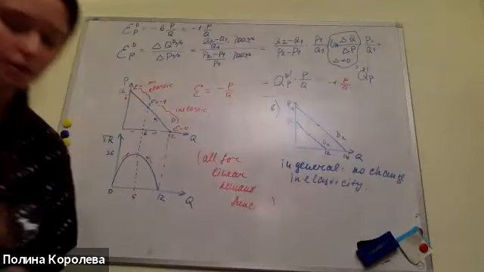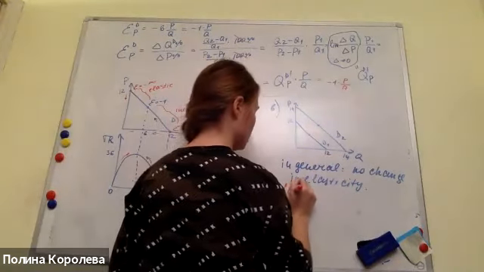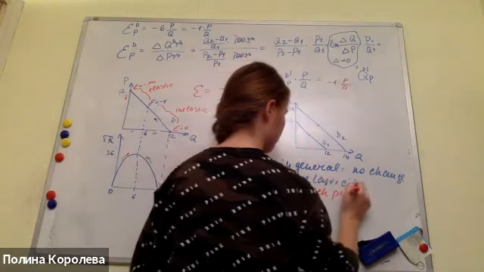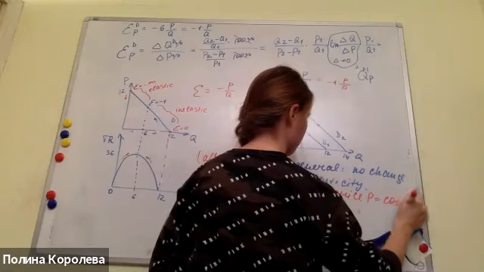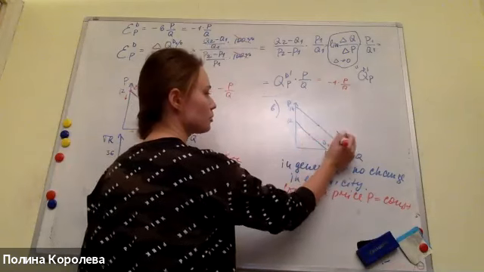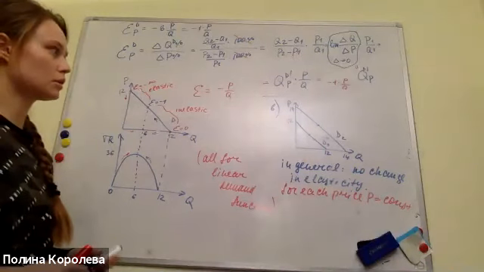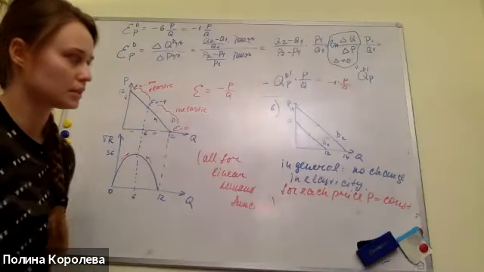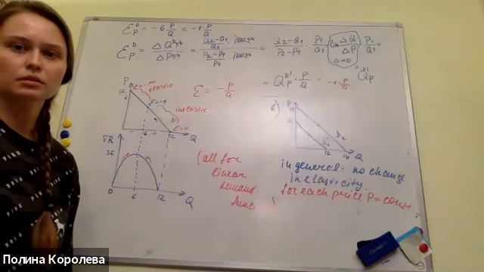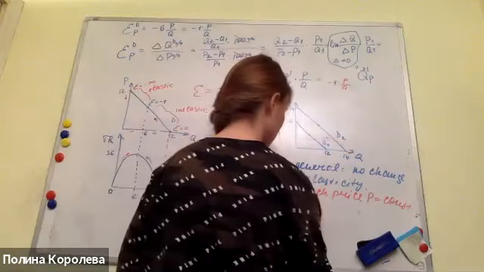But one more question. For each price, what will happen? For example, take any constant price, like this. We move from this point to this point. Is elasticity now lower or higher? Is our demand more elastic or more inelastic? More inelastic, because we move closer to 0. So here it will be more inelastic.